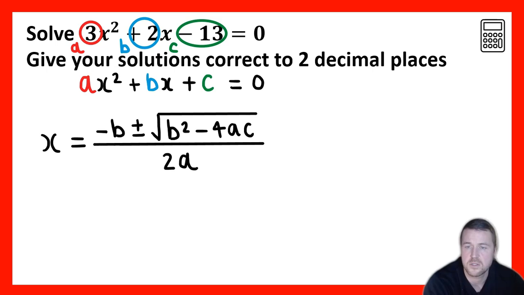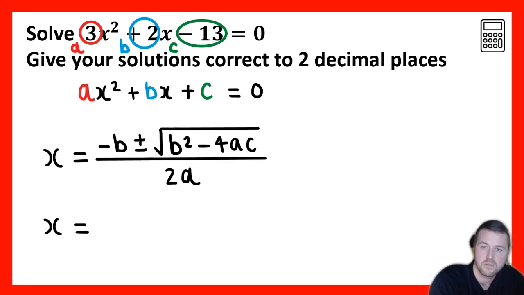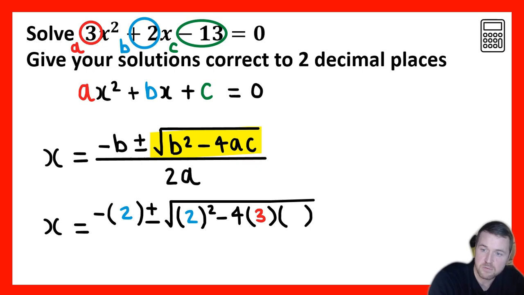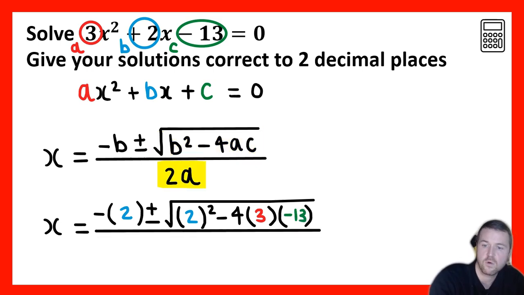My advice, to avoid any calculator errors with BidMaths, is to always use a bracket when using a substituted value. We have x equals negative b, which would be negative lots of bracket, and b is positive 2, plus or minus the square root of b squared, which will be bracket 2 squared, minus 4 lots of a, which will be 3, and then opening up our last bracket for c, which is negative 13, all over 2 lots of a, so 2 bracket 3.